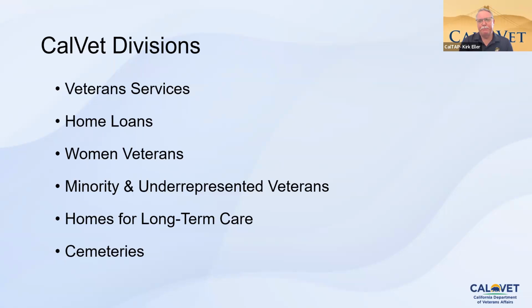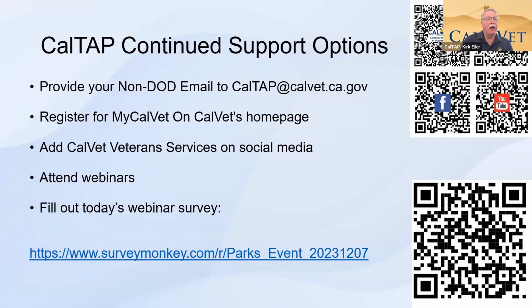All right, this is how CalTAP wants to stay connected with you. I'd like to mention our social media pages, our QR codes for Instagram and Facebook, as well as CalVet's page, but also the YouTube channel. I did mention that before, so this is being recorded and it will be uploaded there at a later date, so you can access it for future reference. You can also register for MyCalVet on our homepage and attend webinars like this, and also fill out the survey. The survey is a great way for you to provide feedback on what you need as a veteran and what kind of benefits you're looking for, but also for us to do continuous improvement and provide the benefits that you're looking for. So we do encourage you to take time to fill out that survey. Next slide.